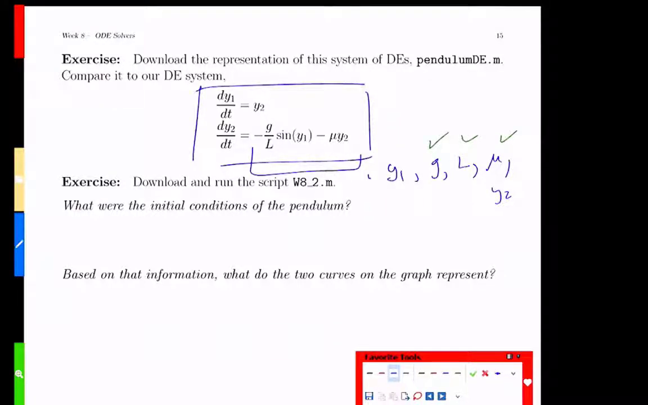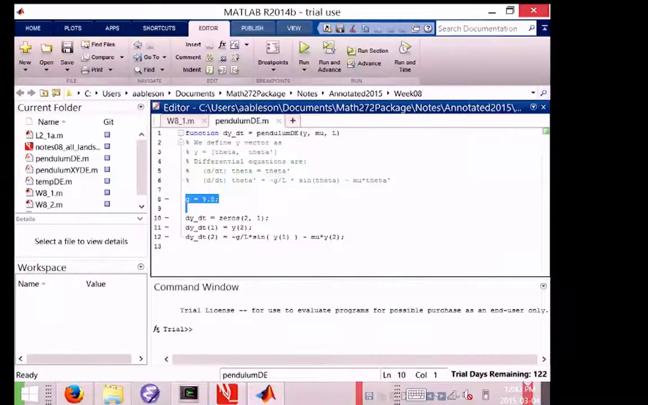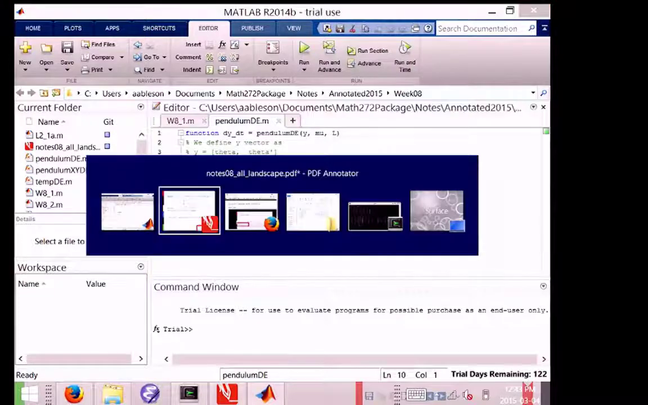A y1 and y2. Why do we only have one y input into this function here when we need two y values? How could we package our y values so we only have to handle one thing in MATLAB, but it actually has two values in it? How would we represent that thing? As a vector, exactly.